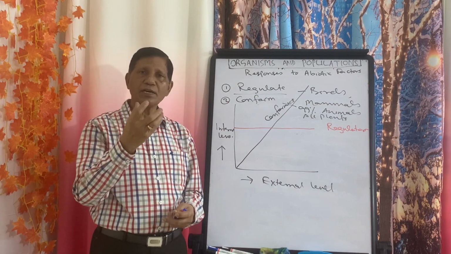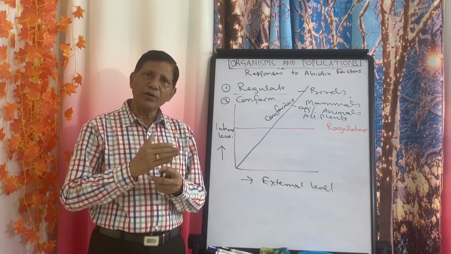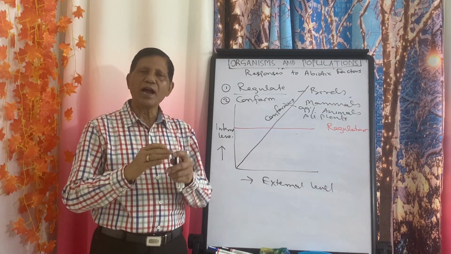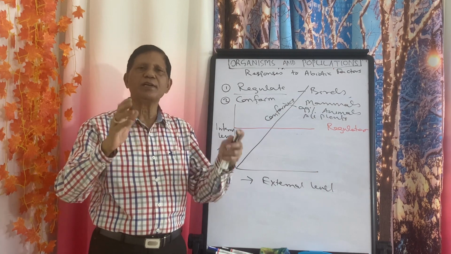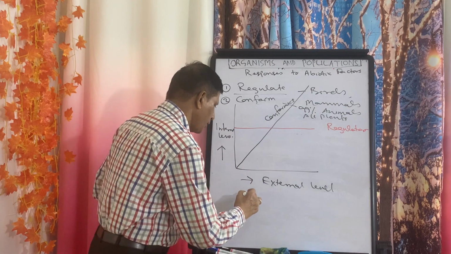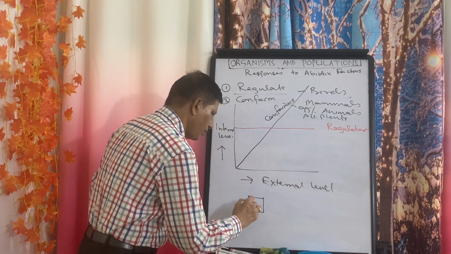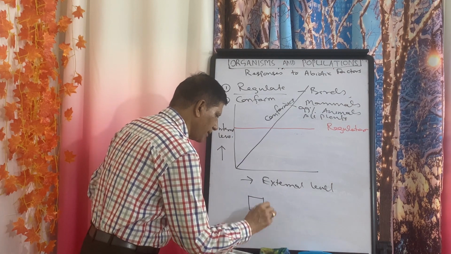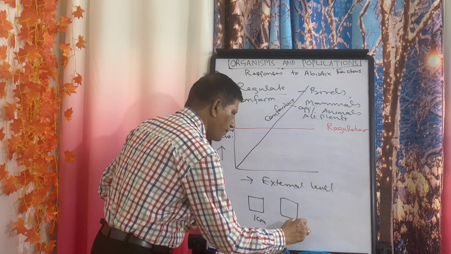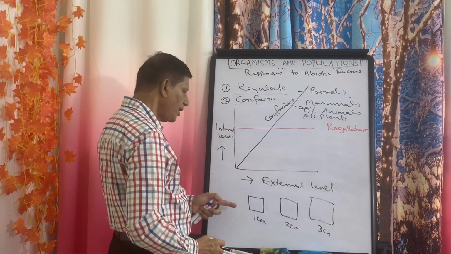While the mammals and birds can do it. Again, this thermoregulation depends upon the size of the body and the surface to volume ratio. Suppose I give one example: a small organism, or you can take a small cell, whose dimension is only 1 centimeter. And there is another organism whose dimension is 2 centimeter, and another whose dimension is 3 centimeter.